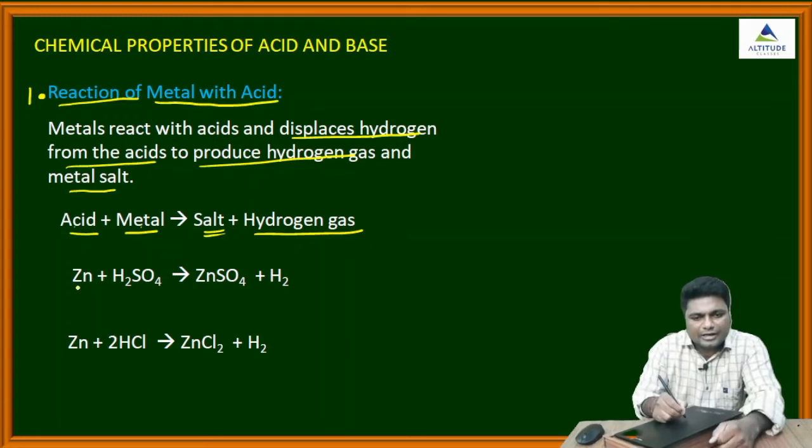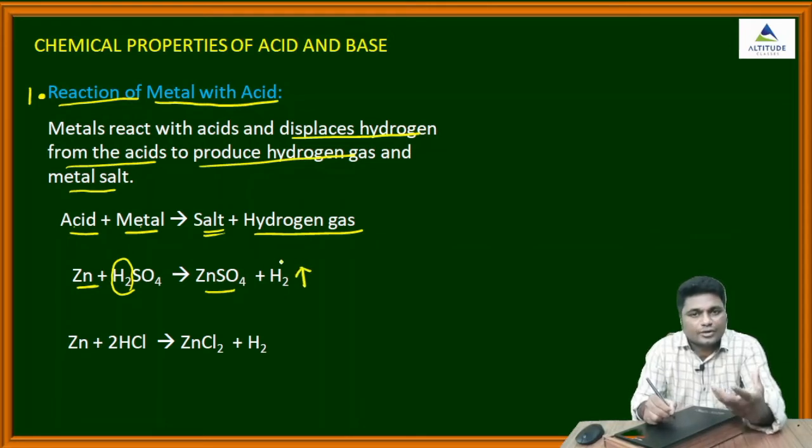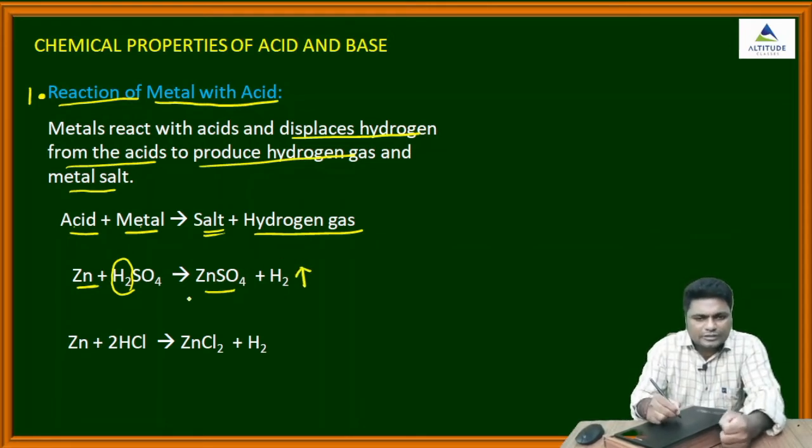Suppose you take the metal zinc, solid. When treated with H2SO4, these two hydrogens are replaced, so you get zinc sulfate, and H2 gas is evolved out. You can see the H2 gas bubbles. In the NCERT textbook, there is one activity also. For example, take zinc again. When zinc reacts with 2 moles of HCl, because zinc's oxidation state is +2, ZnCl2 and H2 gas is evolved.